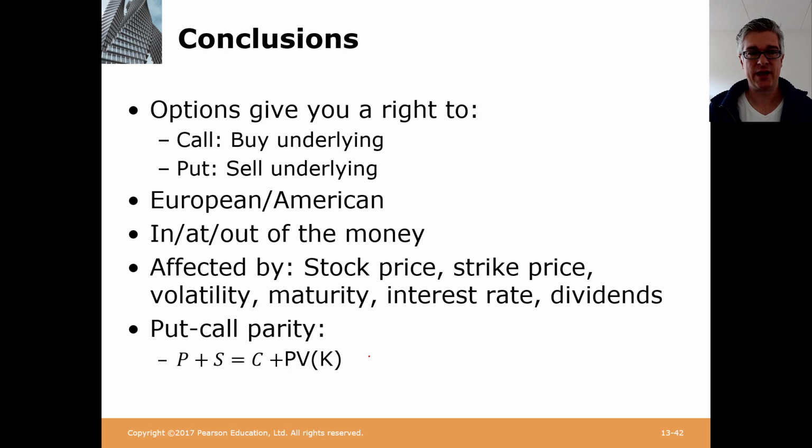So just to conclude today's lecture, options give you a right to either buy an underlying asset or sell an underlying asset. You have European and American options, nothing to do with the location, but European options you cannot exercise until the exercise date. American options you can exercise whenever you want. They can be issued in, at, or out of the money. So in the money if the intrinsic value is positive, out of the money if the intrinsic value is negative, so that you do not exercise it. And they're affected by the stock price, strike price, volatility, maturity, interest rate, and dividends in hopefully intuitive ways.